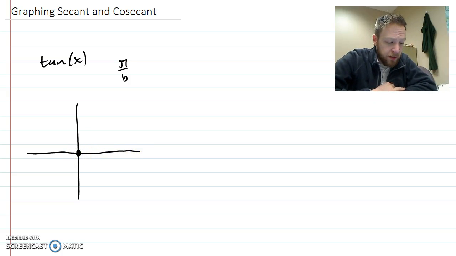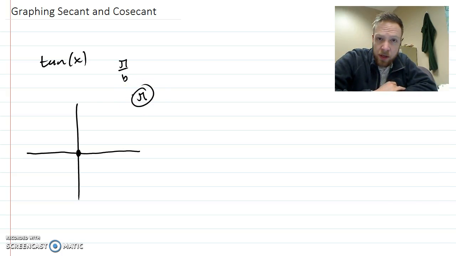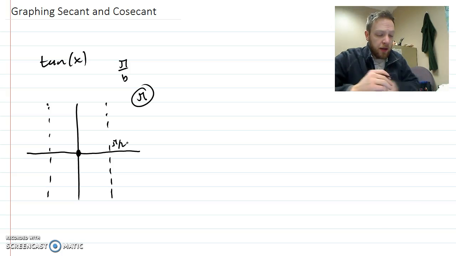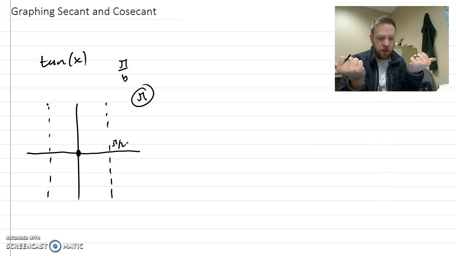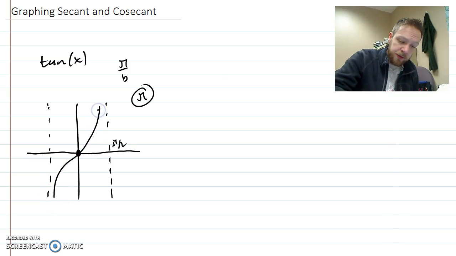So let's say I had a period of pi, then I know that I have to go half of that in both directions. So if I'm doing my dotted lines around the center of the tangent, that would be pi over 2. If my period was pi over 4, I still have to cut that in half, and for tangent I think of it going both ways. So you go half the period this way, half the period that way. And then we have this kind of shape going like this.